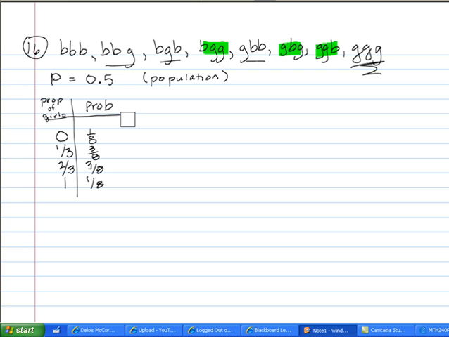Alright, so if I add up these proportions here, I get a sum of 2, and I divide it by 4, since there are 4 of them. The mean of my sample proportions, oops, my pen is writing everywhere that I don't want it to, is also 0.5.